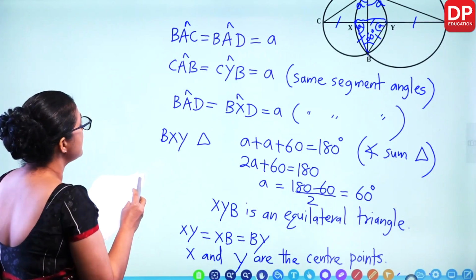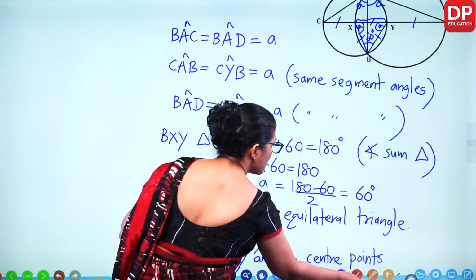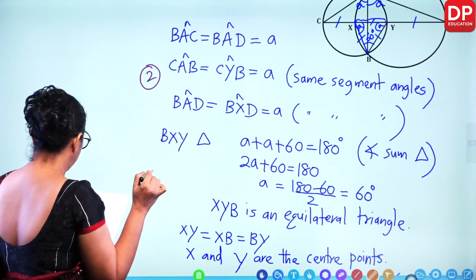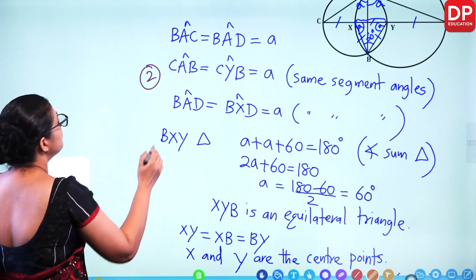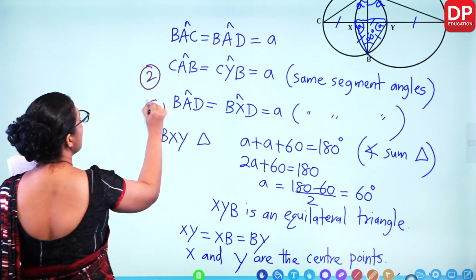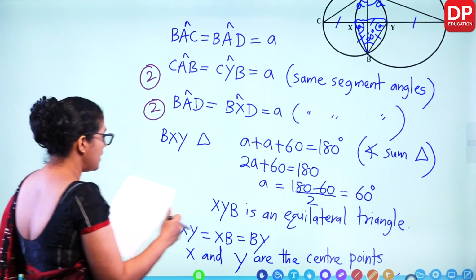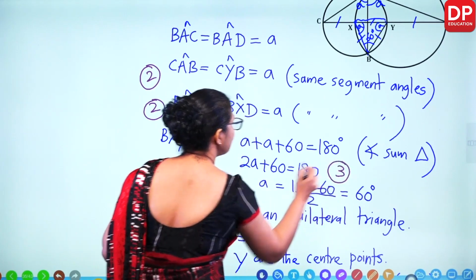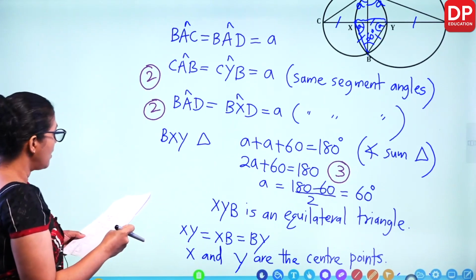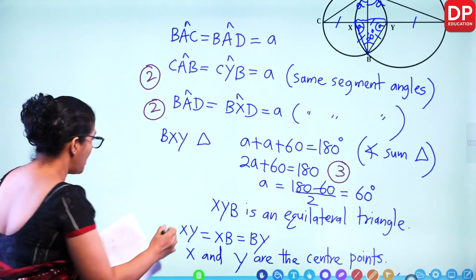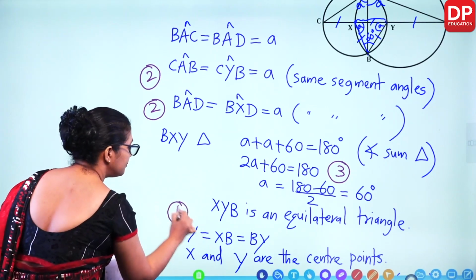Two marks for identifying same segment angles here. And here, same segment angles, 2 and 2. Then A is 60, 3 marks. Then you can say BX equals XB, BY, 1 mark.